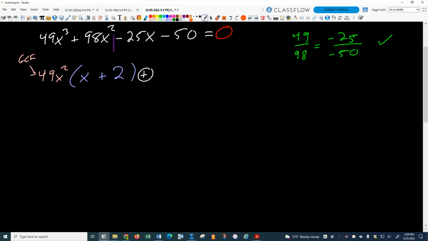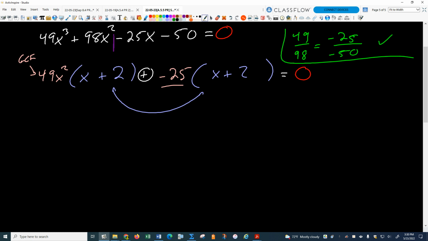Okay, so then next step is we know that the binomial factor has to be the same for both groups. So what would have to be factored out to make that happen? 25. Close. Negative 25. There you go. And that works, doesn't it? If I distribute negative 25, I get negative 25x minus 50. So it works like it should. And then the whole thing, remember, is equal to 0.